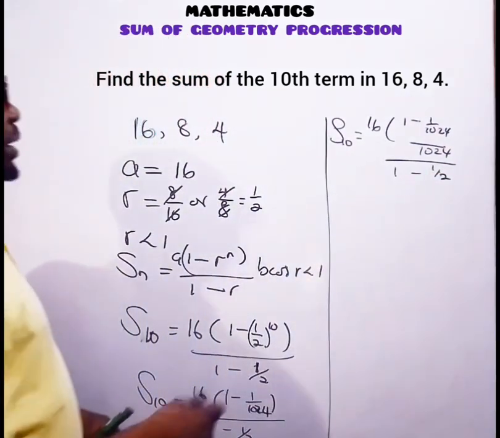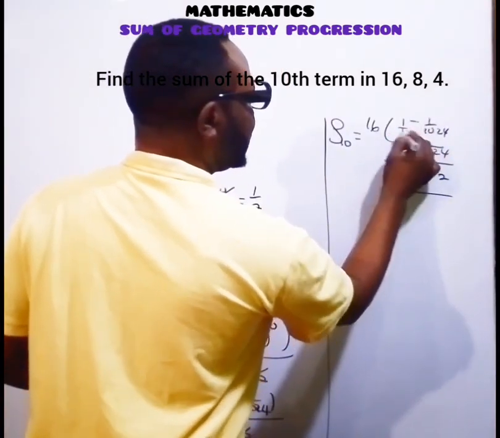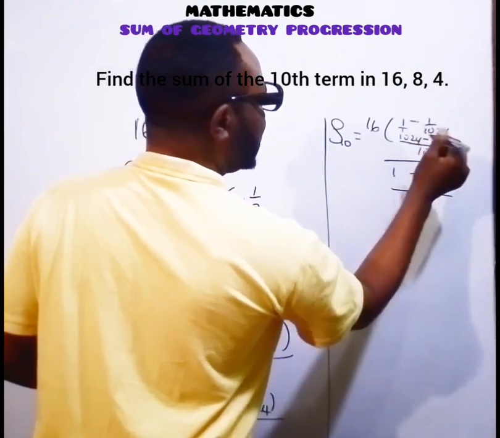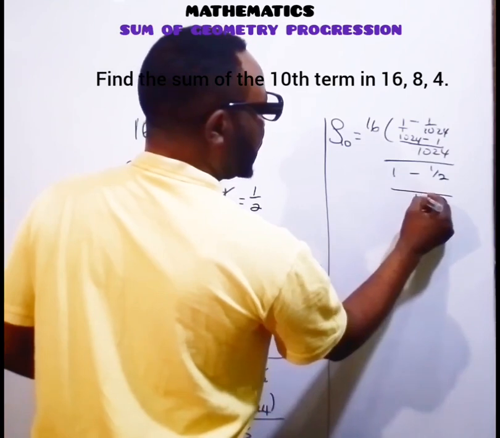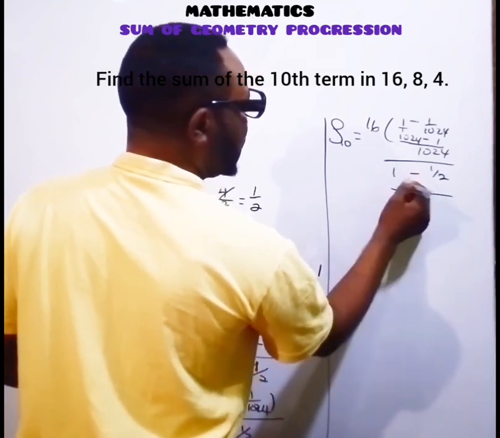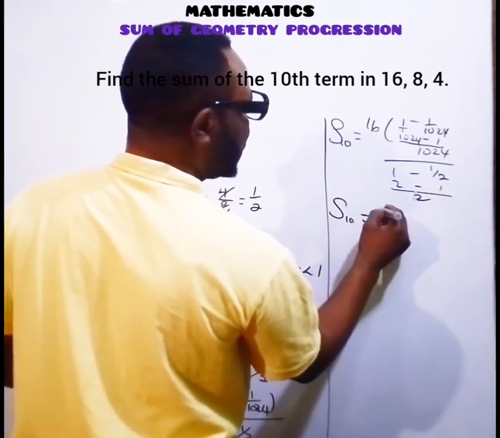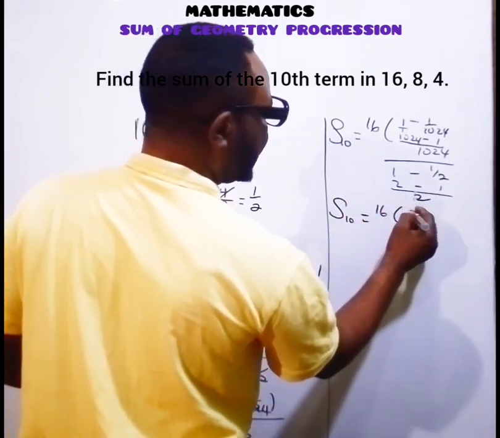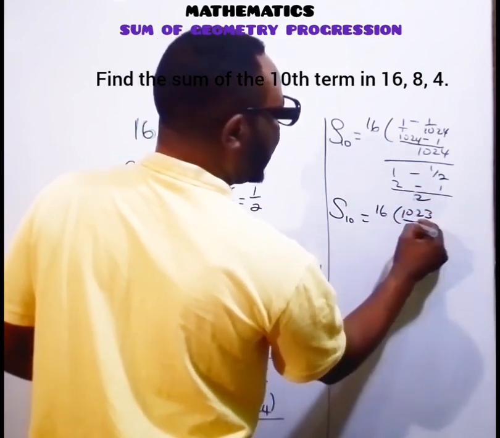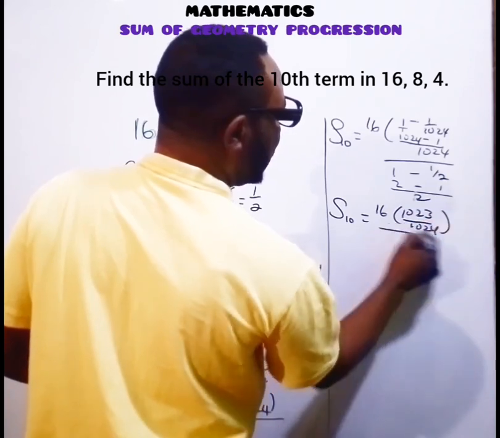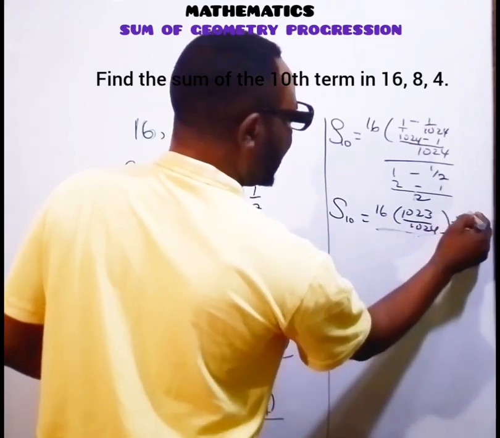I think I should also find the LCM there as well. Now, there I'm going to have 1024 over 1 minus 1 over 1024. What is the LCM for the denominator? It is 2, so that is 2 minus 1. So the sum of the 10th term will be equal to 16 into bracket of 1023 over 1024, all divided by 1 over 2.